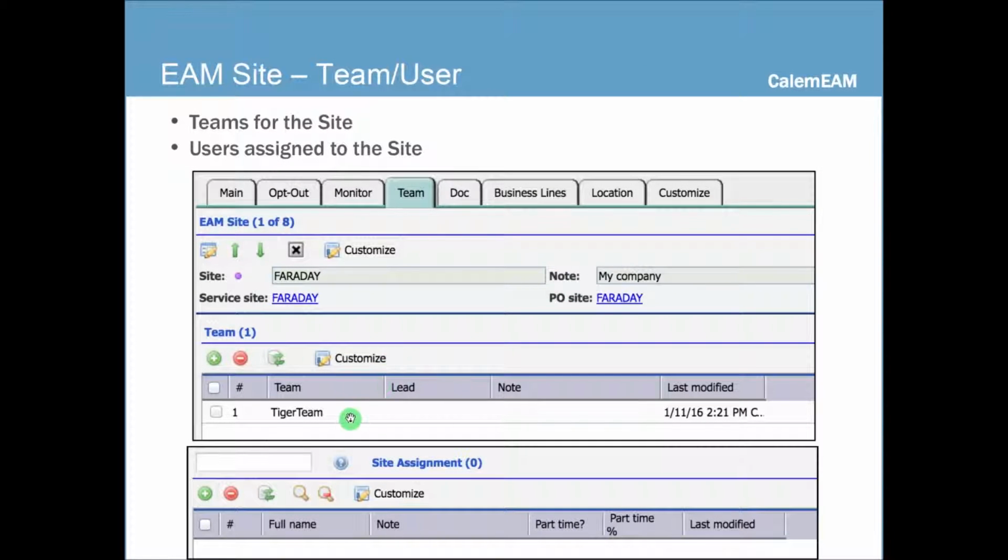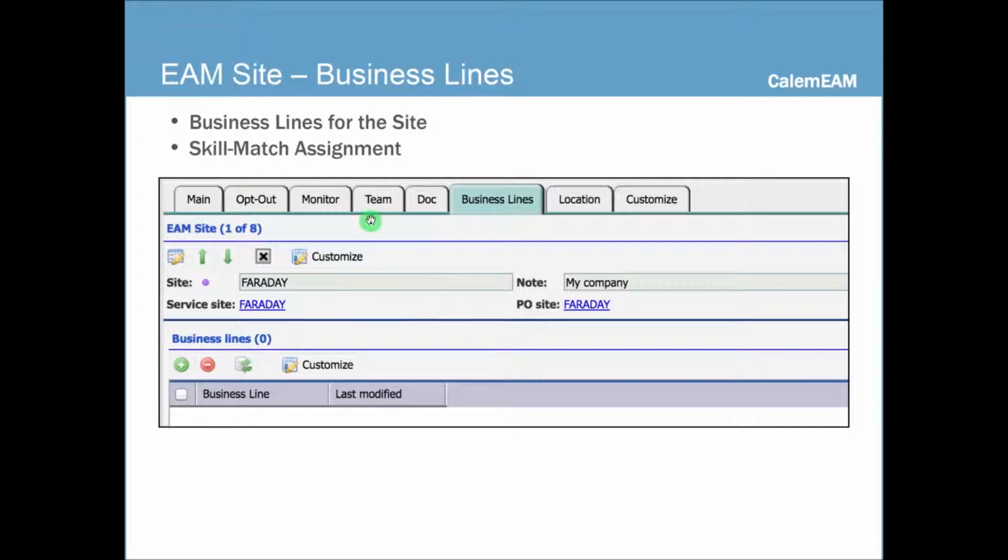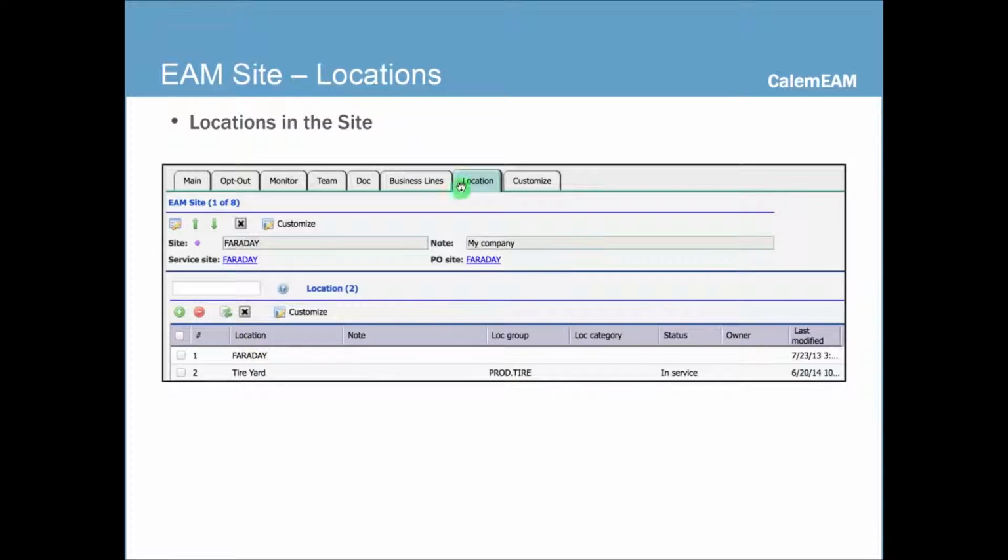You can define teams for this EAM site. You can also assign people from other sites to this EAM site, so they can be used as resources for this site. The site can also have documents and attachments. There are business lines defined for the site as well. That's for skill match assignment. There are also locations for the site.